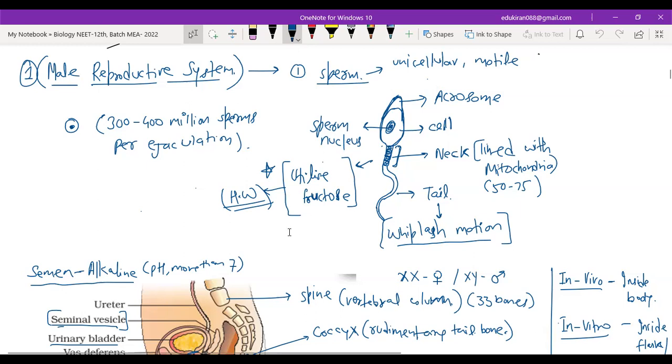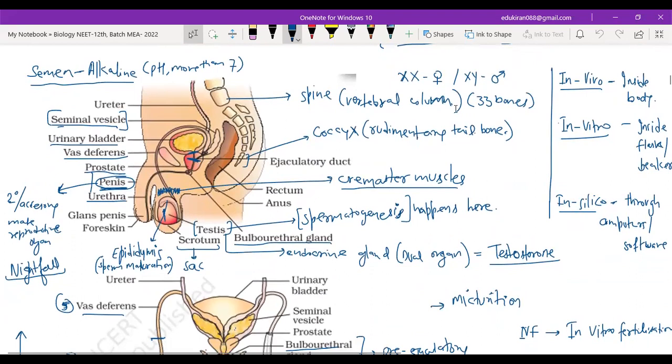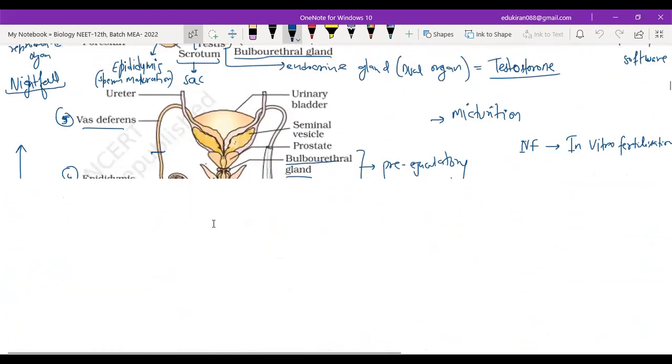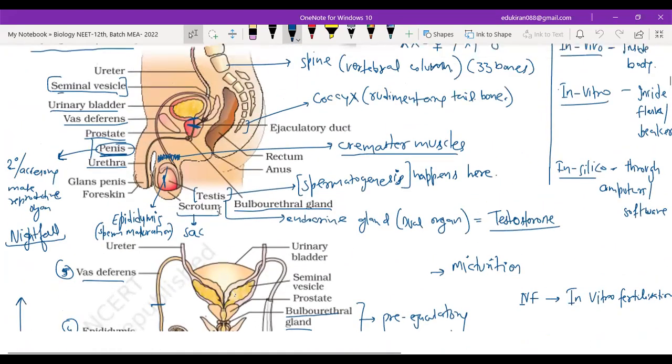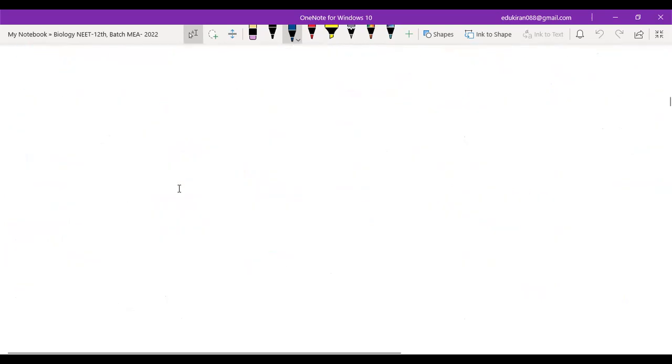Now coming to the male system. A lot of things we discussed, but the important thing about the male system is that the primary organs are testes. Primary sexual organs are testes. If I go to this diagram here, the primary organs are testes, and everything else is either an accessory organ or a helping duct. So spermatogenesis happens in the testes.